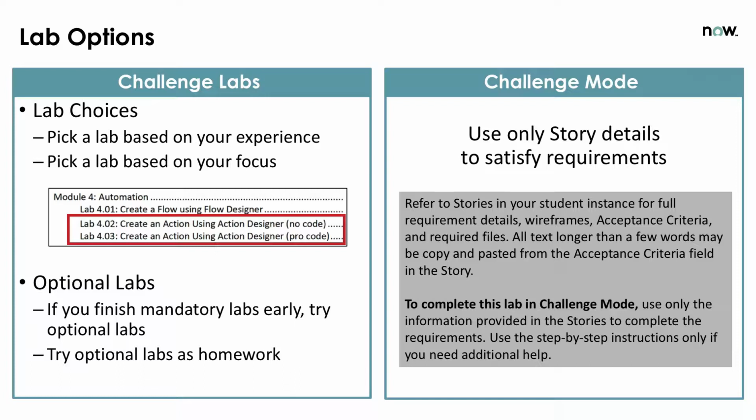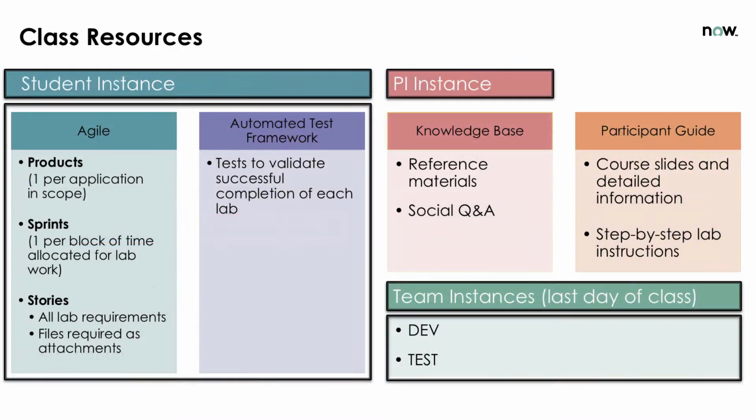We talked about that. But we also have optional labs, or kind of pick your own adventure. So in a couple of cases, we've got one highlighted here for labs 402 and 403, where we've got a simple version and a more advanced version. So students who are newer to the platform can choose the simpler one. Students who are more advanced can choose the Pro Code version. Students who work really fast can do both. That's okay. We also have a couple of optional labs, so if students finish the mandatory labs early, they can try the optional ones, or they could try the optional ones as homework.